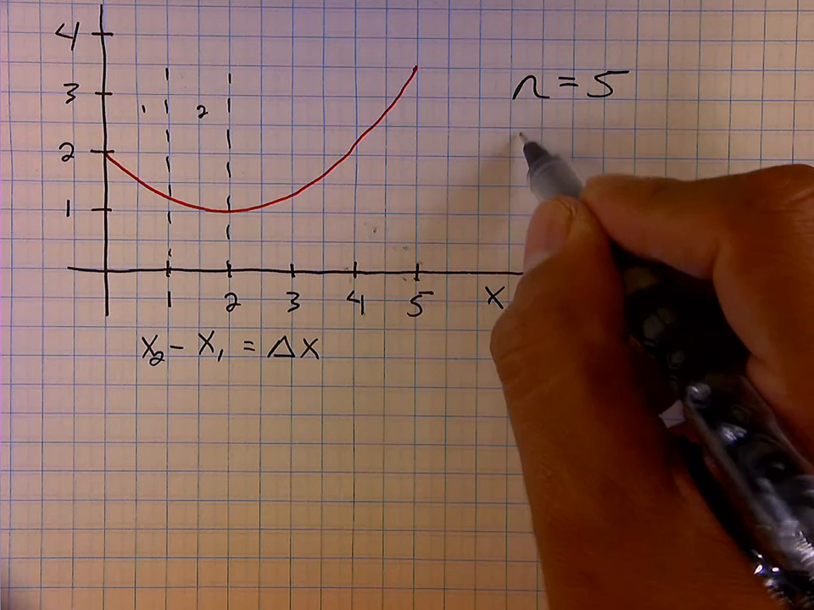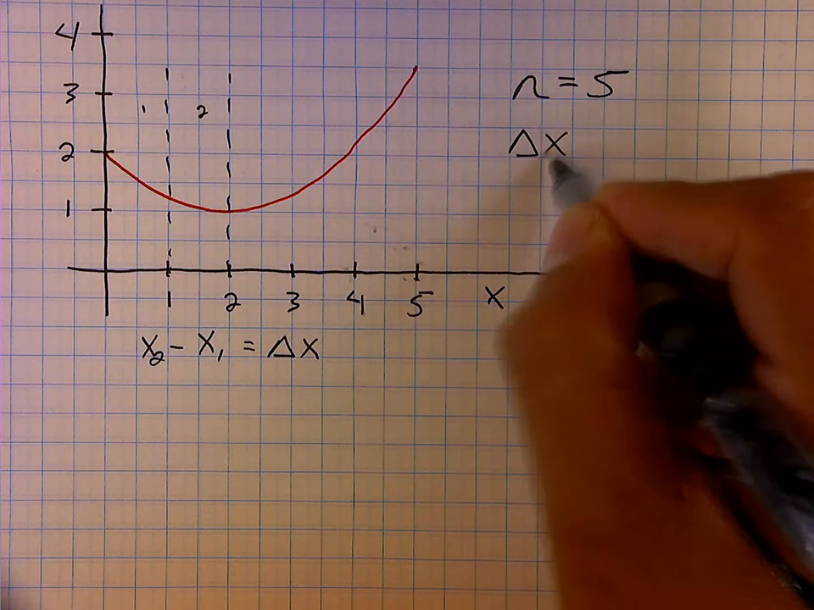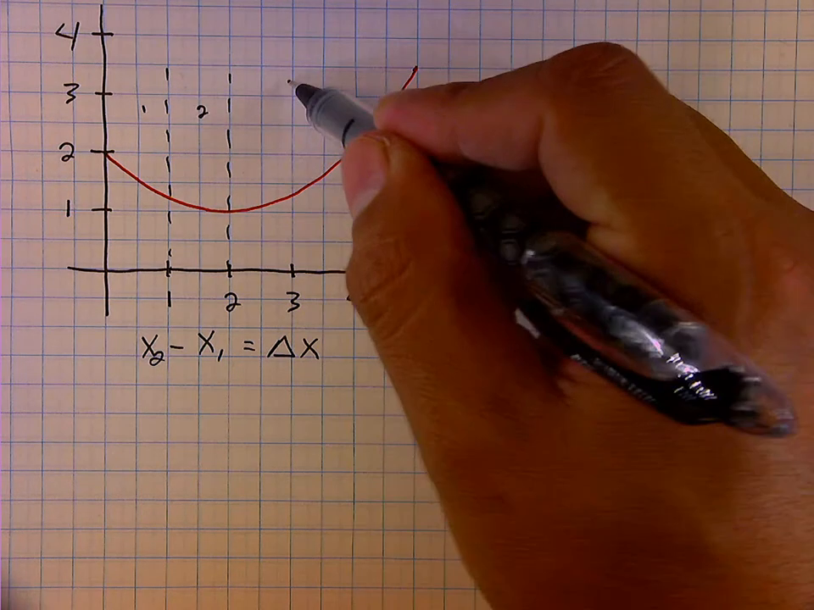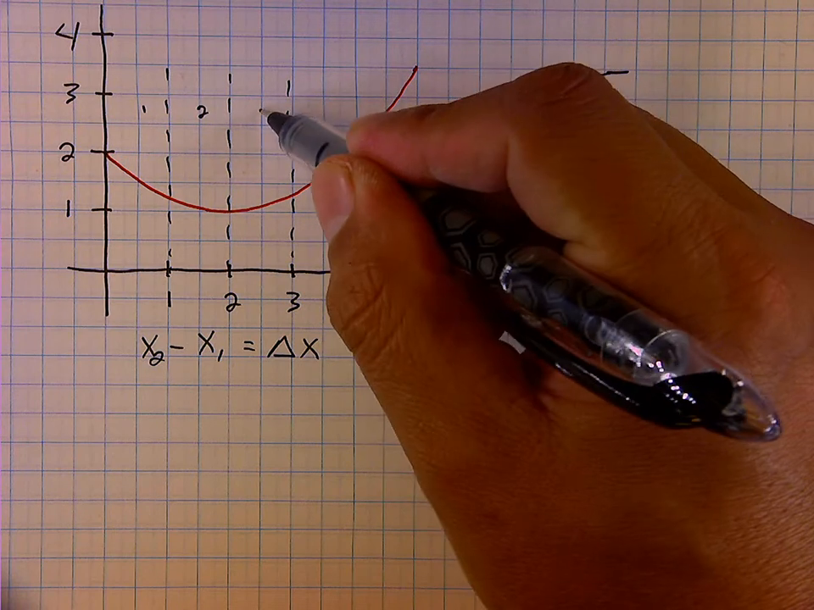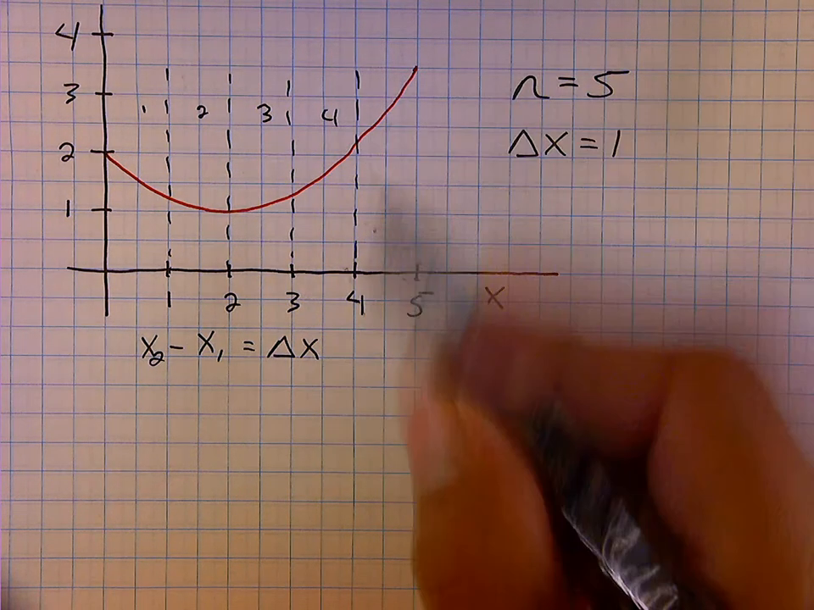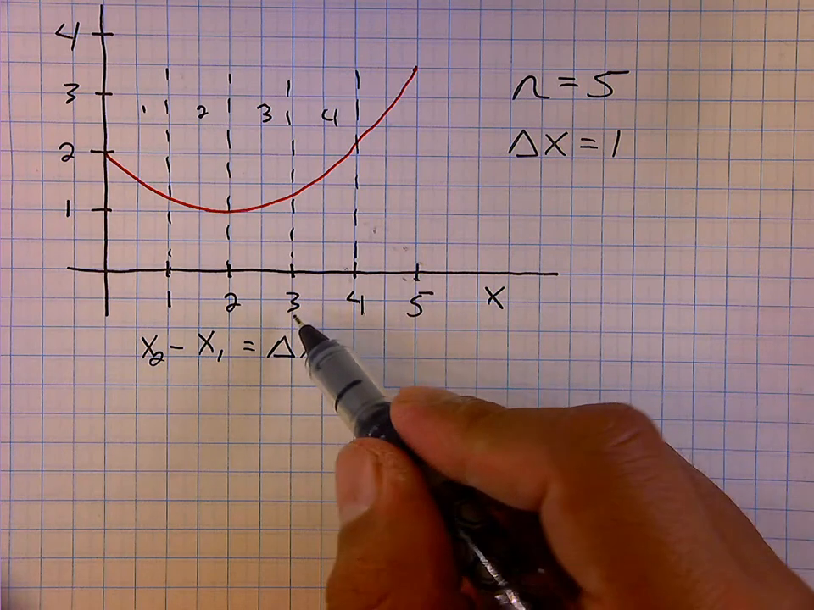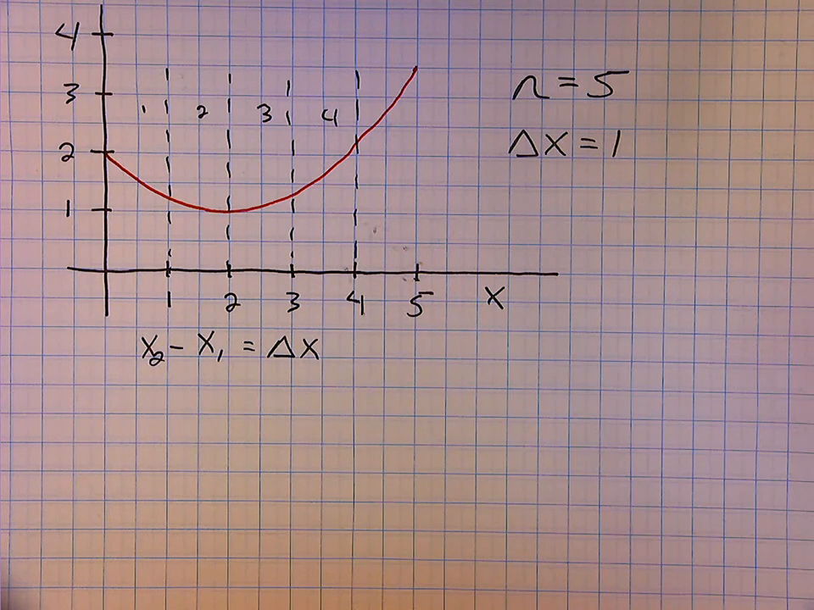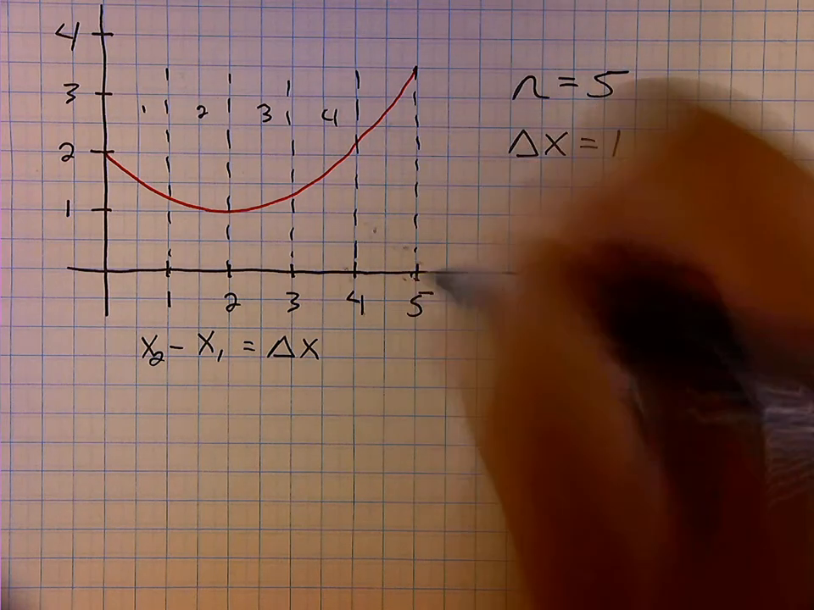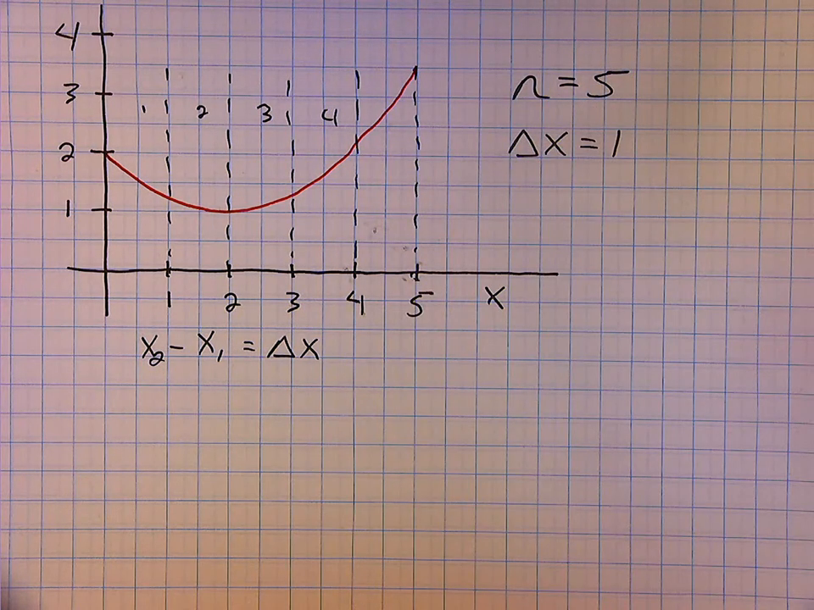So, for this one, the width of each rectangle is going to be 1. Because no matter which rectangle I look at, if I take x2 minus x1, I still get a width of 1. So, first to the left-hand sum. I'll show that in black.